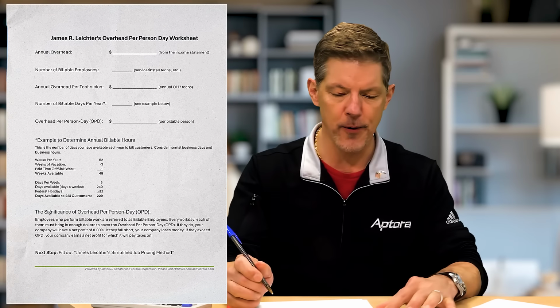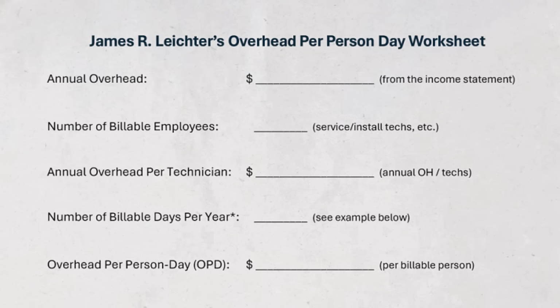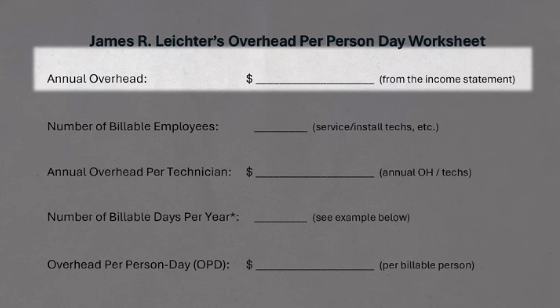On this piece of paper, I have transferred the annual overhead, which we circled a moment ago, $2,099,495. That's the annual overhead for this company. Now, as I mentioned, this is a real company, but we have changed the name of the company to protect their identity. But everything about that income statement is real. I've transferred the $2,099,495 to this sheet of paper.